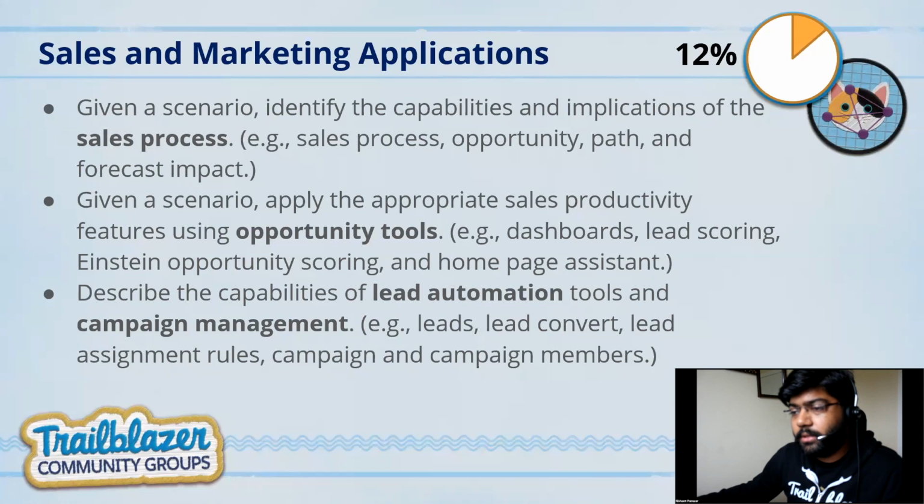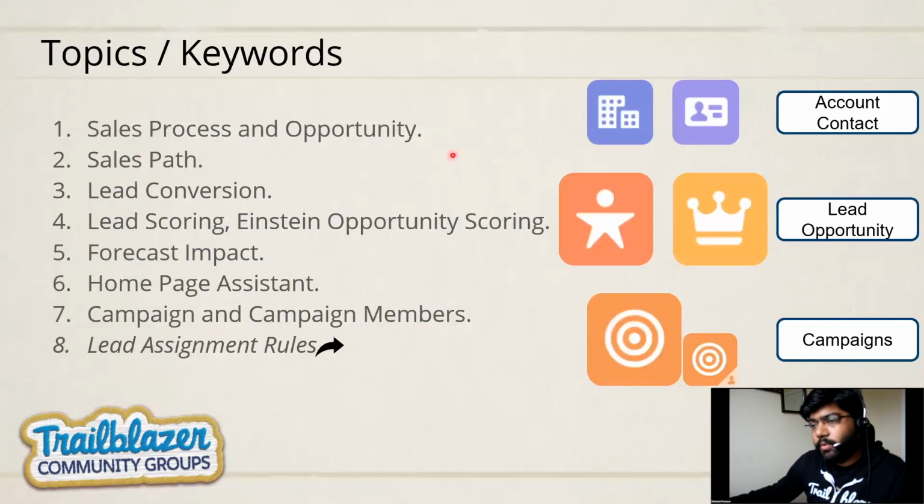Now we'll see what are the objects and topics. Out of that syllabus, I have taken out these 8 topics, and these are the core Salesforce objects which come out of the box that we should be taking care of. First one is sales process and opportunity. So we'll see how the sales process overall works. What is the opportunity object in Salesforce? What is sales path? Then we'll also see lead conversion, what happens when we convert a lead.